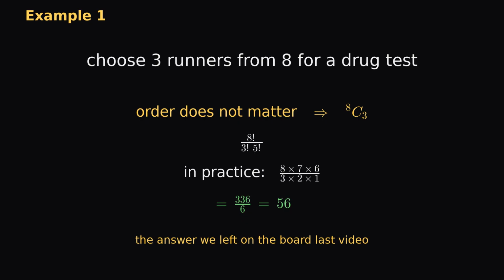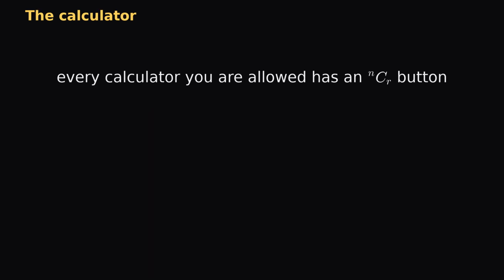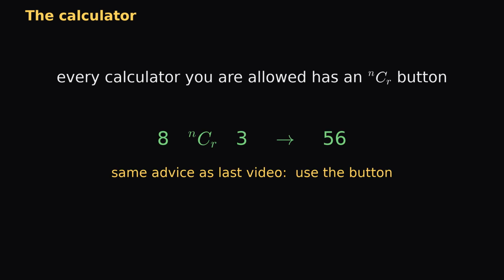Now the calculator. Every calculator you are allowed has an nCr button. 8 nCr 3 gives you 56 directly. Same advice as last video. Use the button.